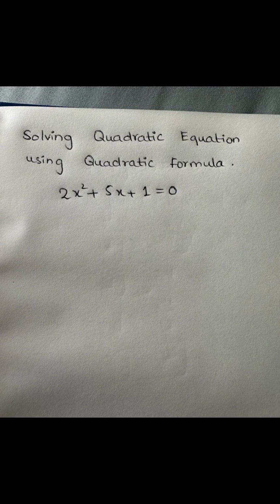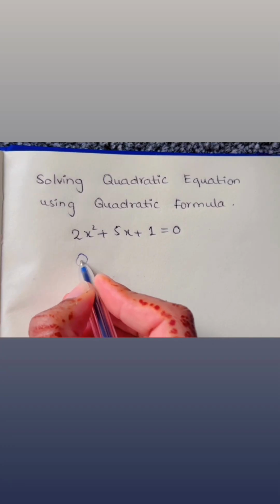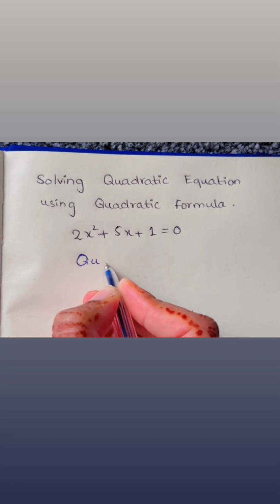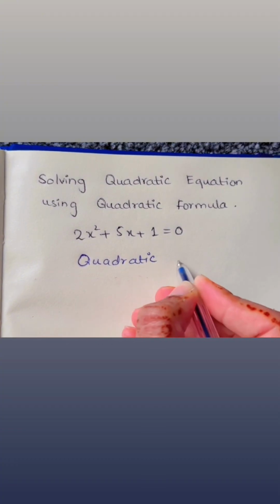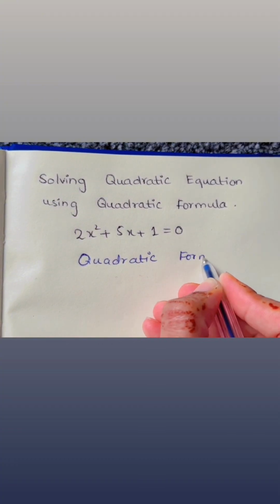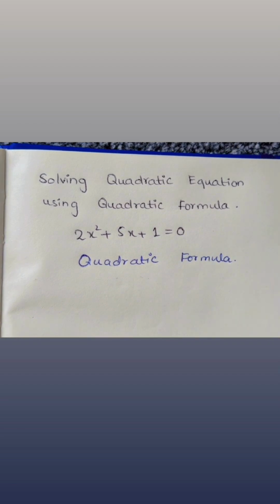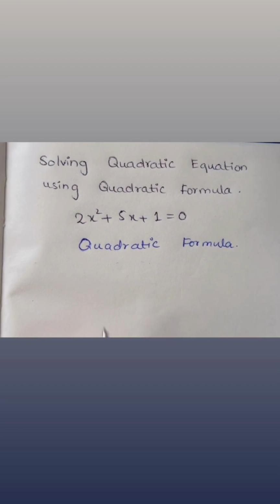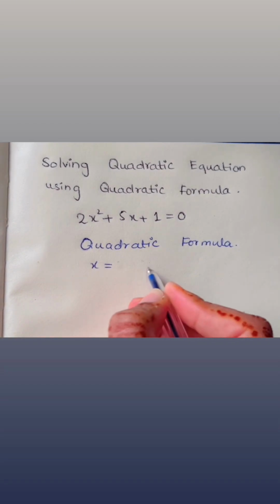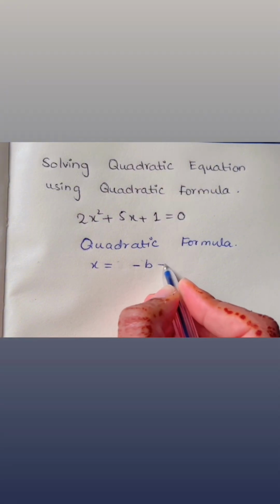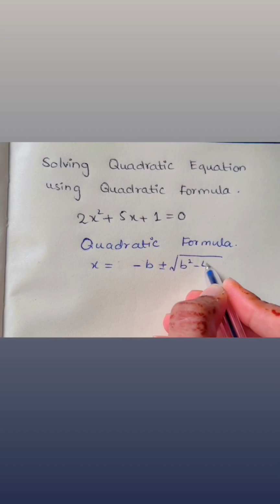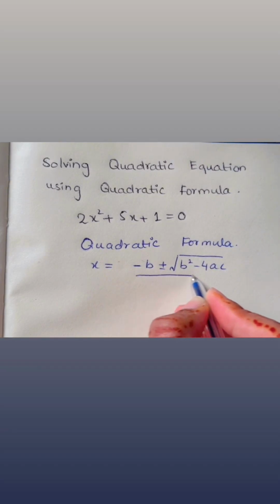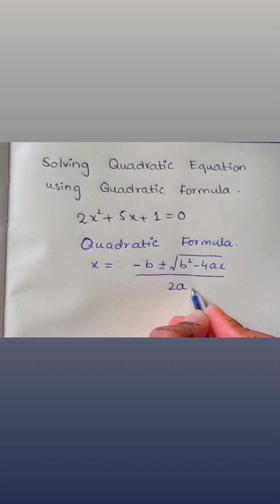So let's get started. Before solving the equation, let's have a look at what the quadratic formula is. This formula helps us to find the value of x. You can use this formula only when you have a quadratic equation. So x is equal to minus b plus minus under root b square minus 4ac, divided by 2a.